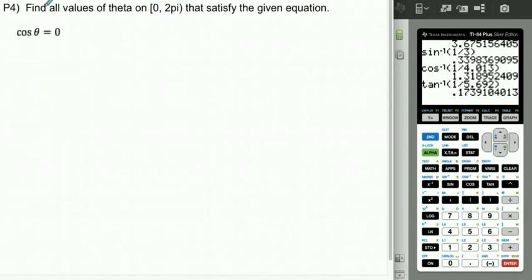All right, this is asking when is the x on the unit circle equal to 0? Well, that seems to be here and here, right? So the answer is going to be that it's when theta is pi over 2 or 3 pi over 2.